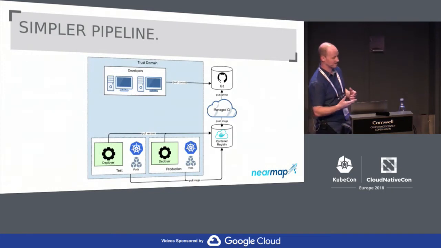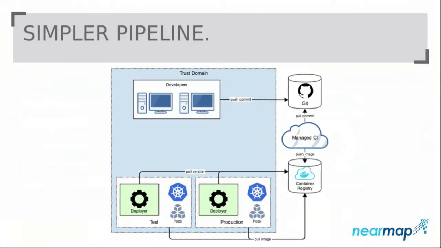So a simple pipeline might look something like this. So again, we're building container images. We're pushing those to a container registry. Our cluster is pulling in the images as well in order to create pods. The difference here is we're now pushing version information directly into the container registry. And we have a service running inside the cluster that's monitoring the container registry for changes and initiating deployments when it detects those.